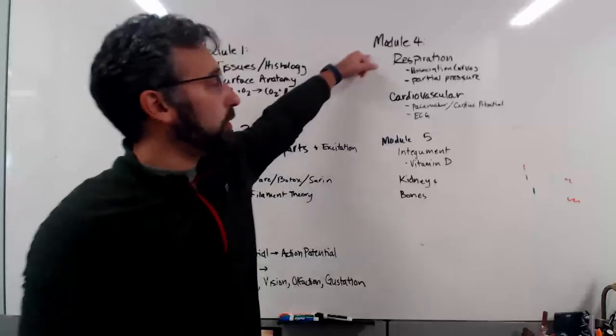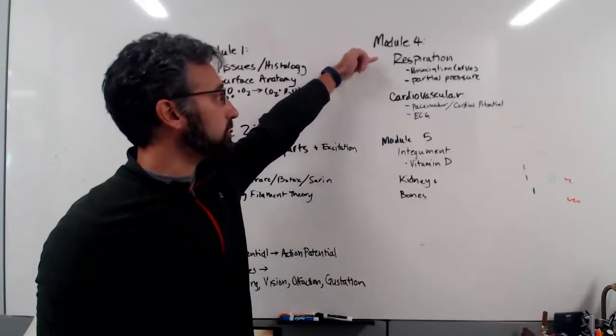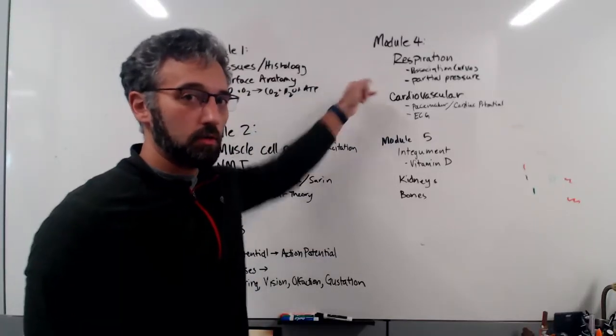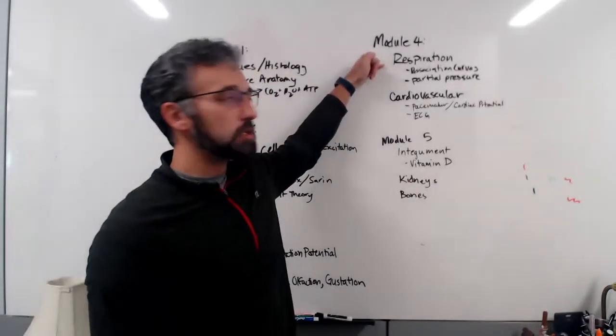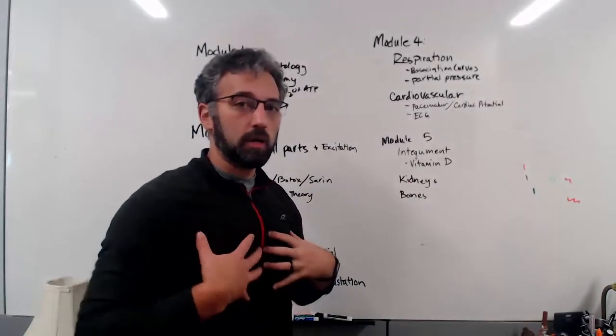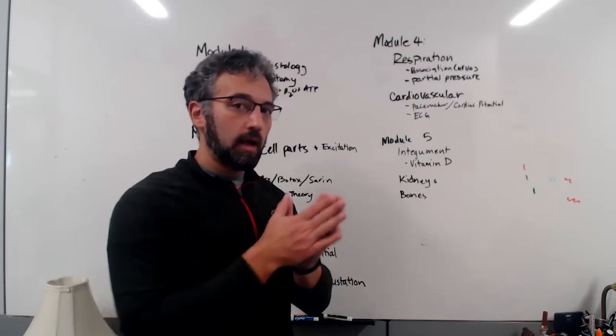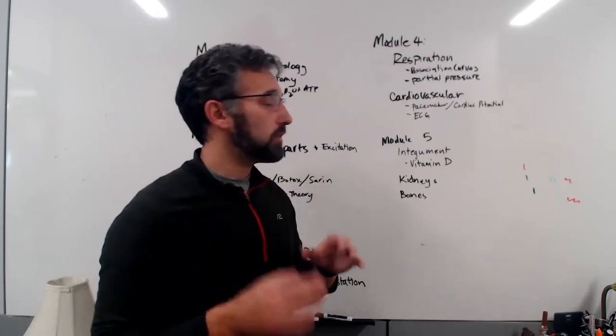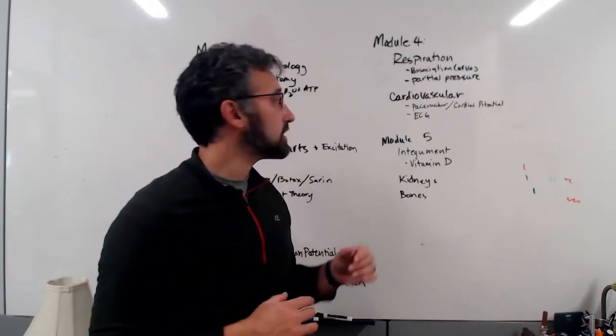Okay. Turning the page, we have Module 4. Module 4 is going to be respiration and cardiovascular, so heart and lungs. Within the respiration section, you need to vaguely know about what's going on and how the lungs actually work, how you end up getting oxygen from one place to another, and how you remove carbon dioxide from the system.